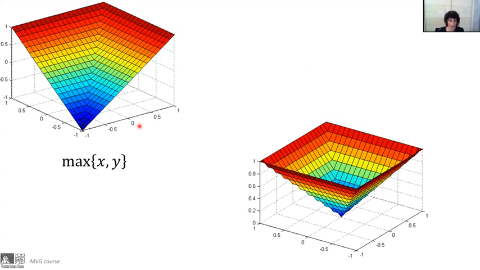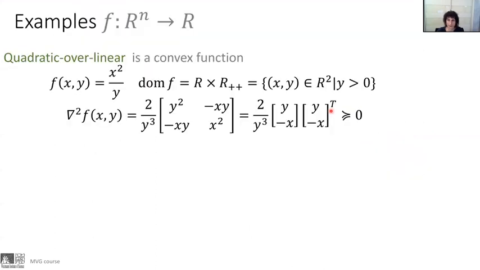These are just two examples. What we saw before, the maximum over x and y is a convex function, and also the infinity norm, what is written here on the right-hand side, is a convex function, like what you see here.